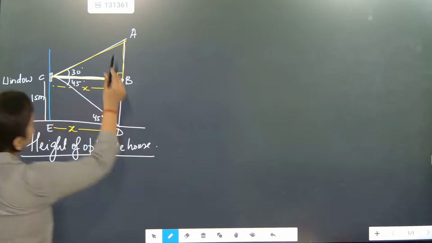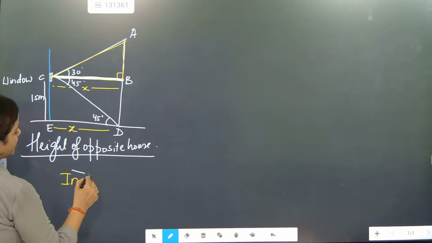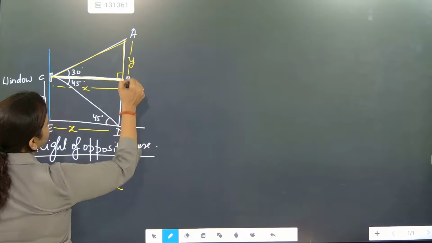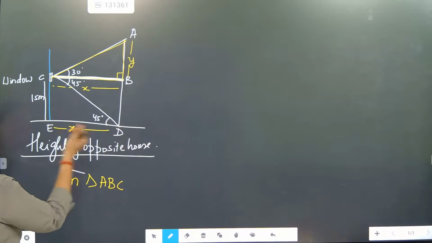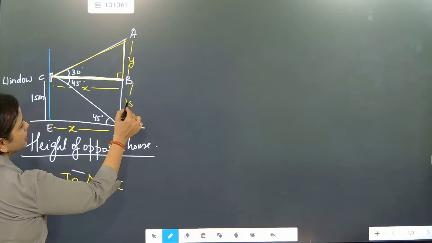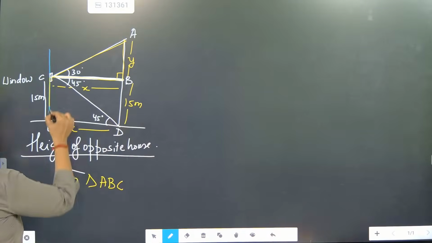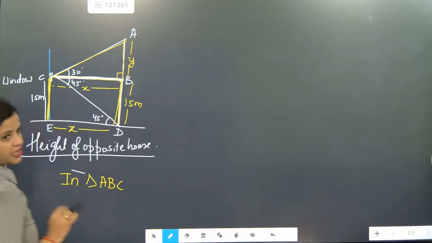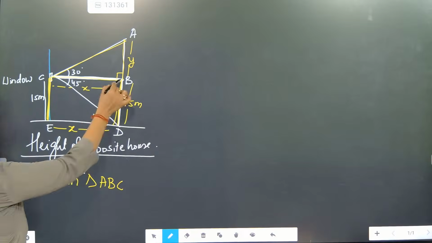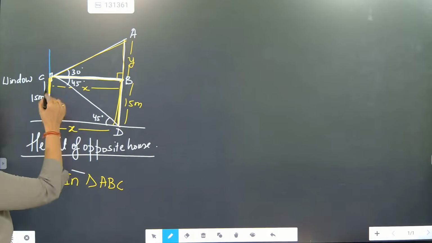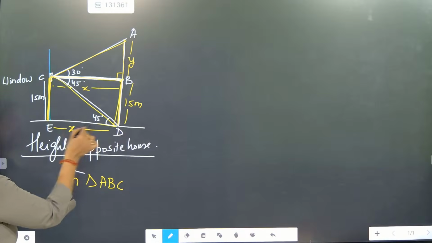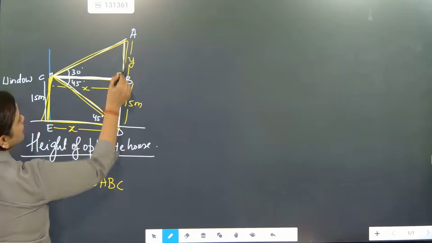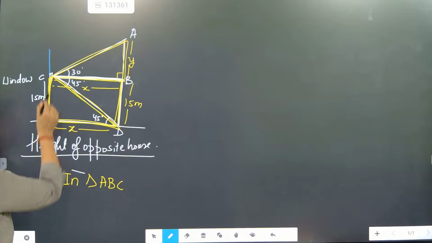See, first we will take this triangle. We'll write triangle ABC. This distance we take as y, and this one is 15 only. Please remember, this is the width of the building, so this one will also become 15. We have to take these two triangles.